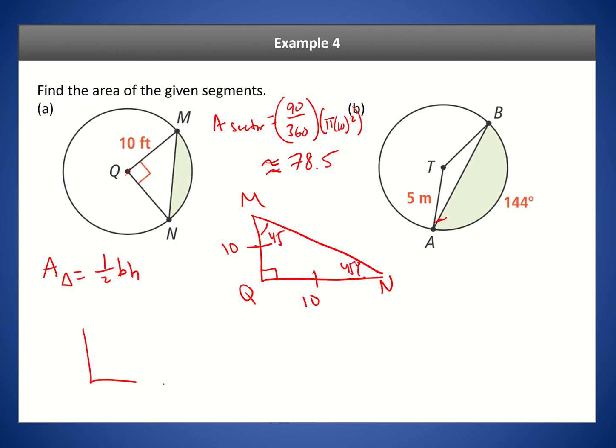And you may recall that in a 45, 45, 90 triangle, this is back in chapter 8, the side lengths are x, x, and x square root of 2 for the hypotenuse. So if this is 10, 10, then this is 10 square root of 2. And so 10 square root of 2 is our base, okay? We want the area of this triangle, which is 1/2 base times height. You can really use 10 as your base as well here. So the area of the triangle is 1/2 base times height.